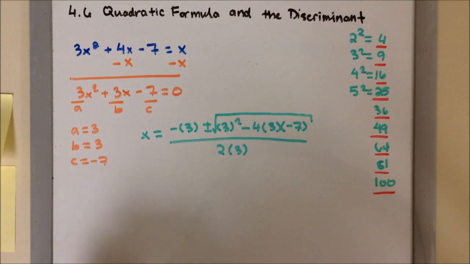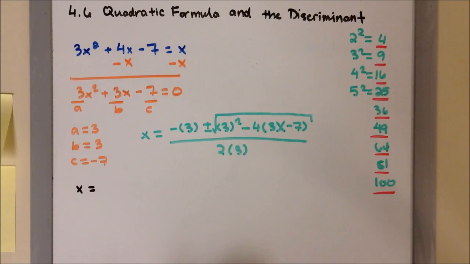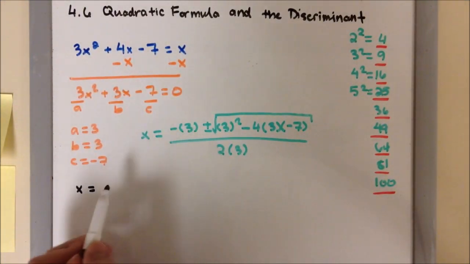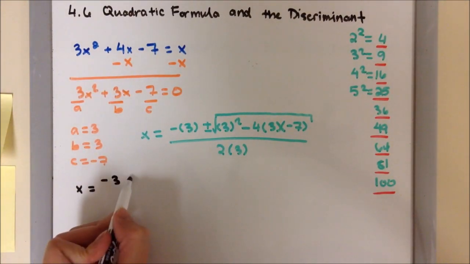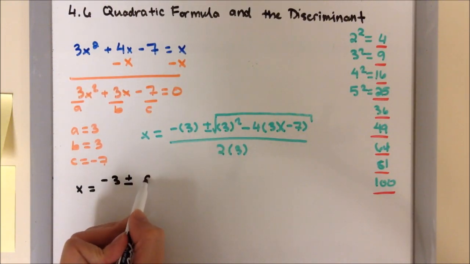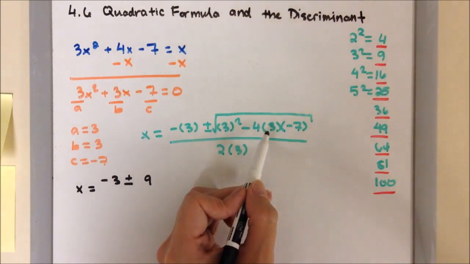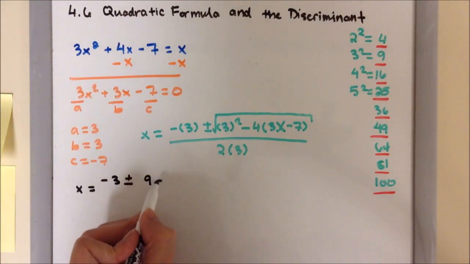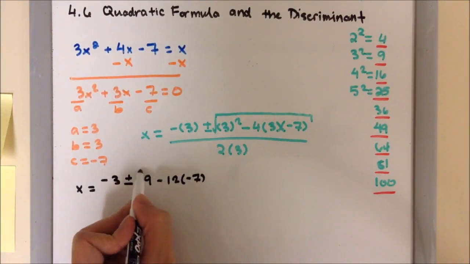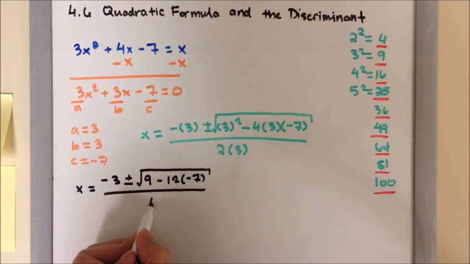Alright, from there I'm going to simplify my work inside the quadratic formula. So this will be negative 3 plus and minus the square root of, 3 squared, meaning 3 times 3, is 9. Then negative 4 times 3 is actually negative 12, times negative 7. Still working inside the square root, over 2 times 3, which is 6.